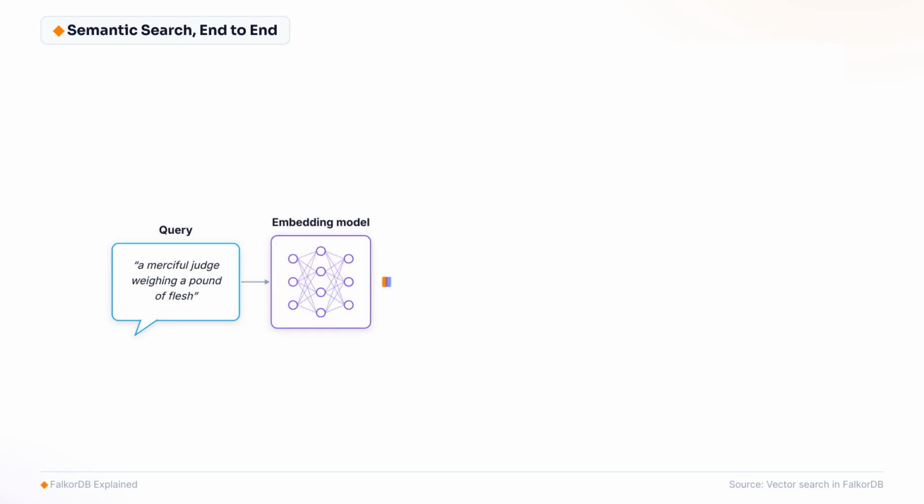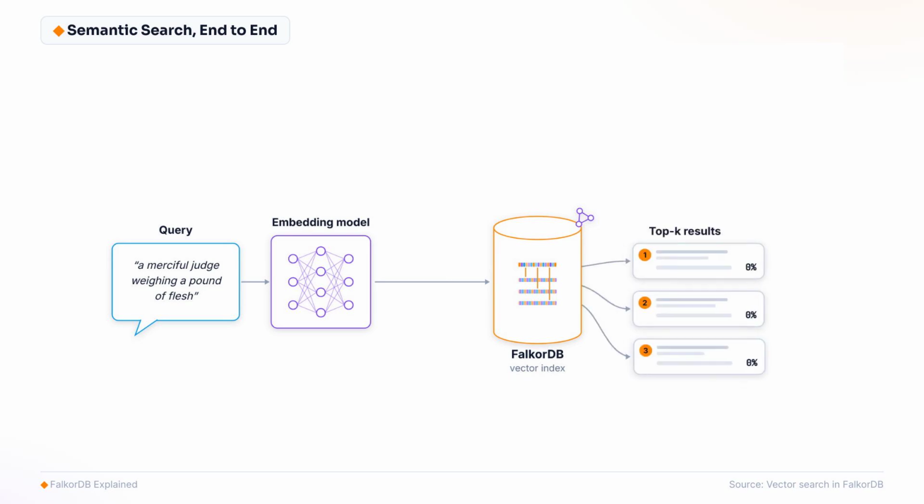Here's how semantic search flows through FalkorDB. You start with a plain English question. Say, a merciful judge awaiting a pound of flesh. An embedding model turns that sentence into a vector, a list of numbers capturing its meaning. FalkorDB's vector index compares it against every stored vector, and the nearest chunks come back in milliseconds, ranked by similarity.